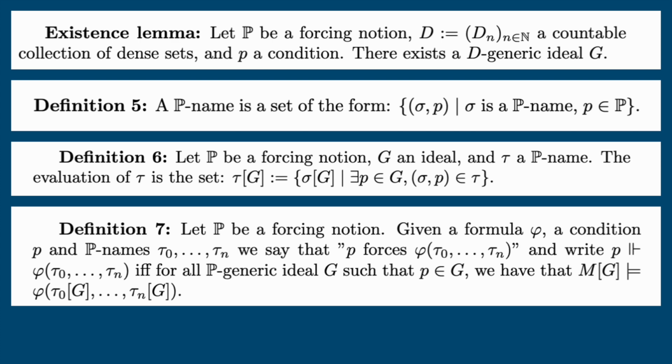So with all the things we have defined so far, we can move to our first lemma, which we're not going to prove. It states that: let P be a forcing notion, D a countable collection of dense sets, and p a condition. There exists a D-generic ideal G.